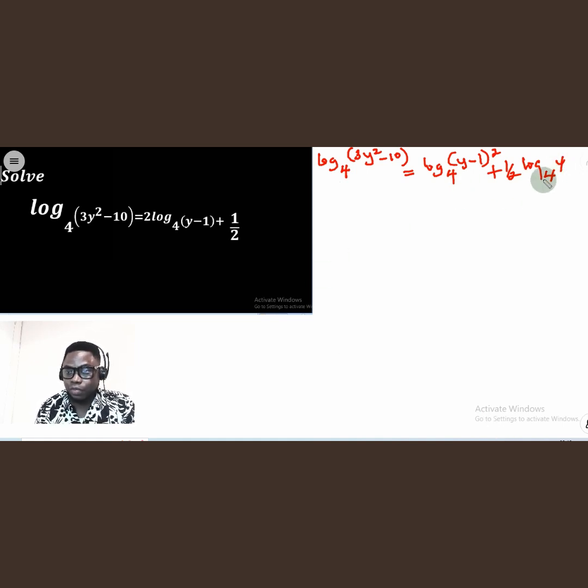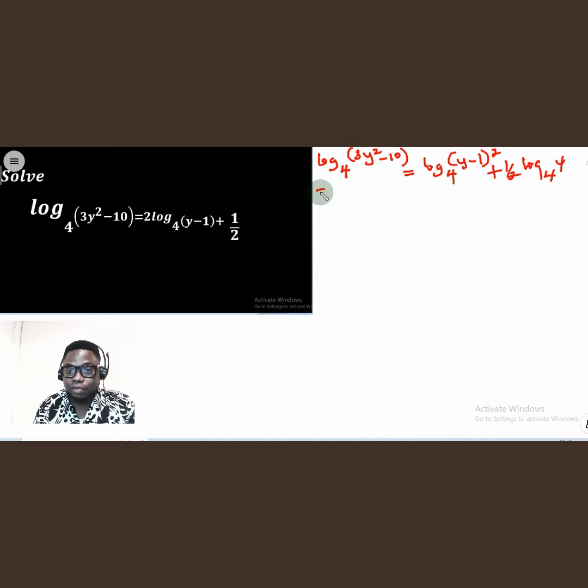Now remember that log of its own base is 1, so 1 times half is going to give me back half, 1 over 2. And log of its own base here means when the power and the base are the same, like log 4, log 2, log 3, log a. Once the power and the base are the same, that's going to give 1 as log of its own base.